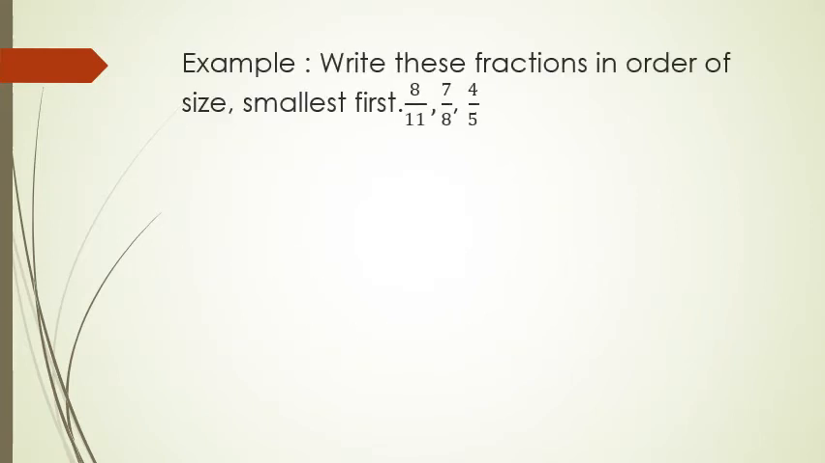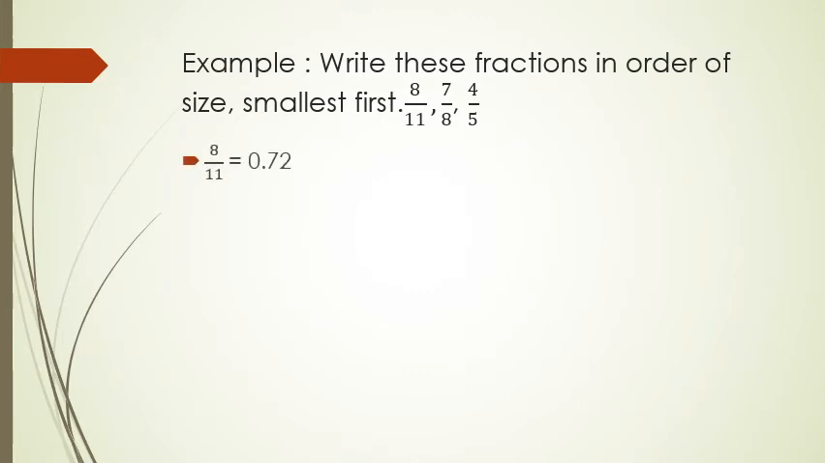Here again we have an example in front of us. Write these fractions in order of size, smallest first. 8 by 11, 7 by 8, 4 by 5. Now we are going to use another method, that is by division. Whatever fraction we are having, we are going to divide it and get the decimals, and then we are going to compare the decimals. Whichever is smallest, we will put it first and the largest at the last.